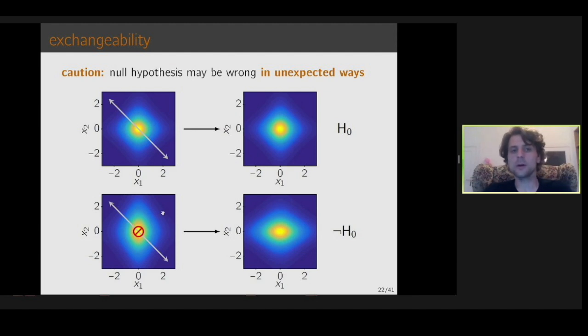For example, this is the standard case of IID, independent and identically distributed data, which we have already looked at. But in the lower example here, x1 and x2 are independent from each other. They have the same mean, but they have different variance.